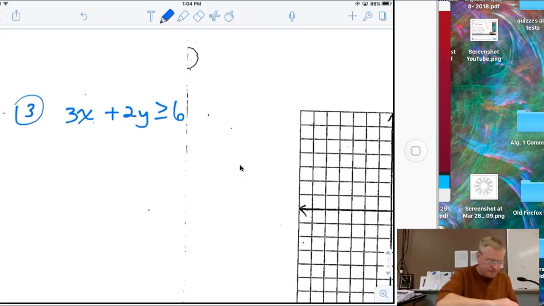All right, so number 3. This one, 3x plus 2y is greater than or equal to 6. All right, so this one is not in y equals mx plus b form.